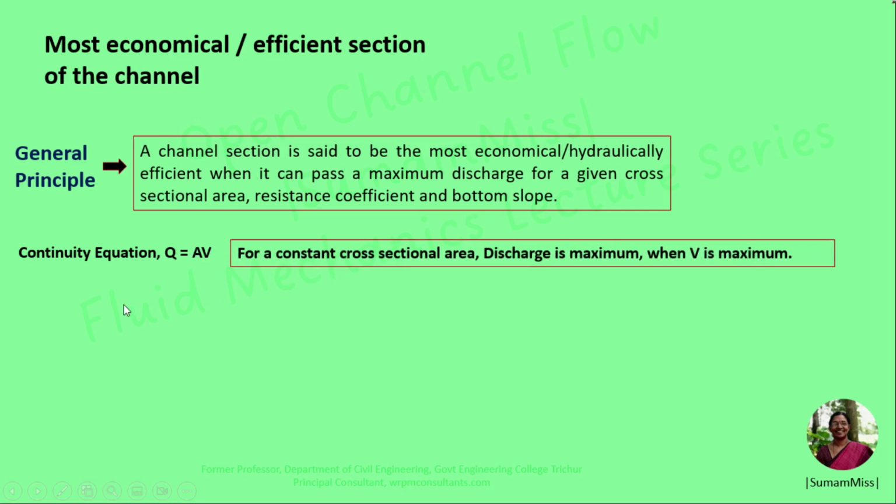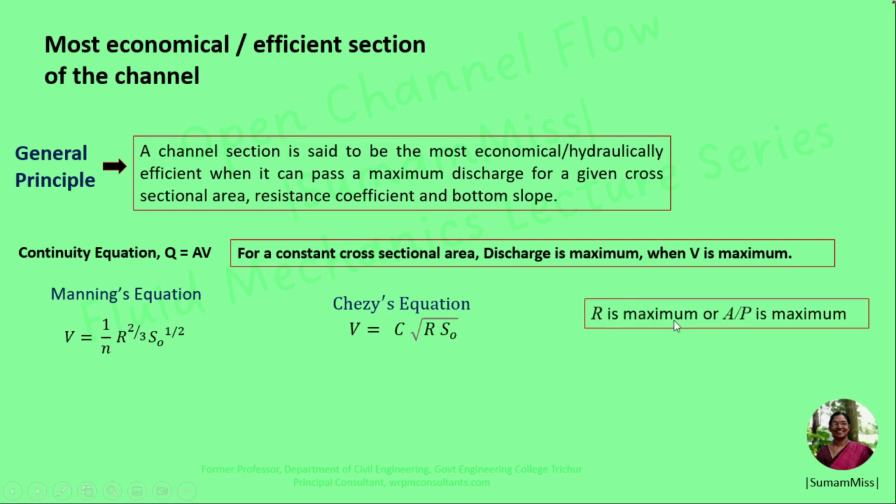So the equations available for the computation of uniform flow velocity are Manning's equation, that is V equal to 1 by n R raised to 2/3 and S naught raised to half, and the other equation is Chezy's equation, that is V equal to C into root of R into S naught. For a given channel of known roughness and bottom slope, velocity is maximum when hydraulic radius is maximum, R which is equal to A by P is maximum, or we can say that P is minimum.